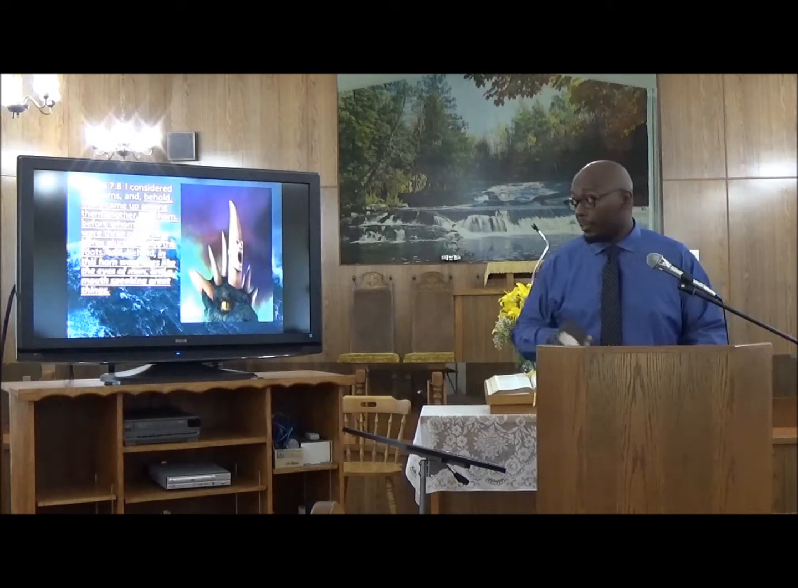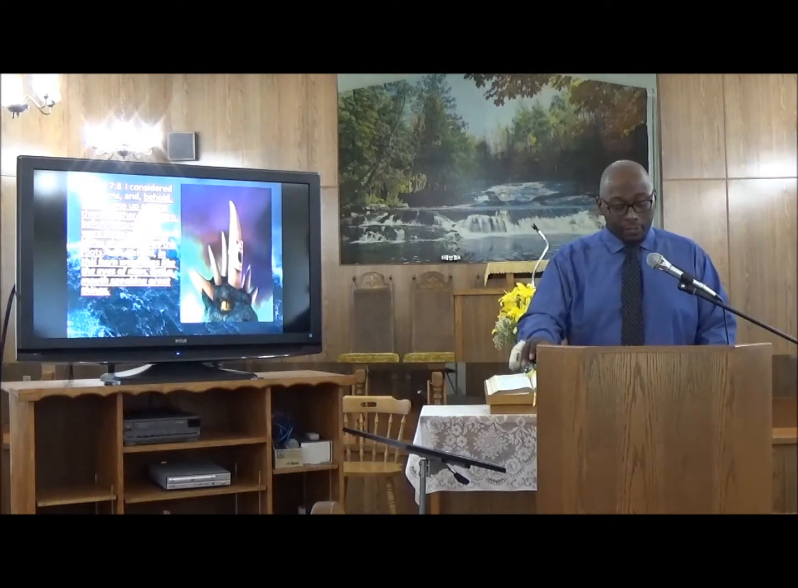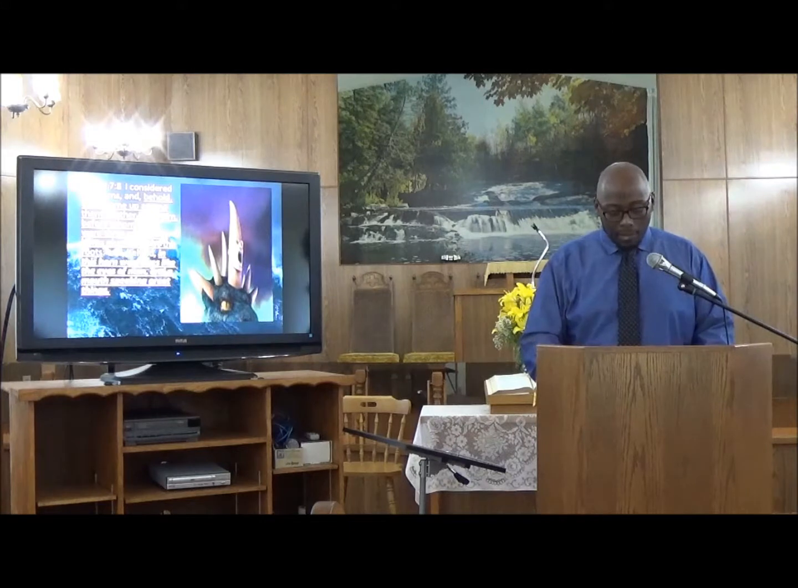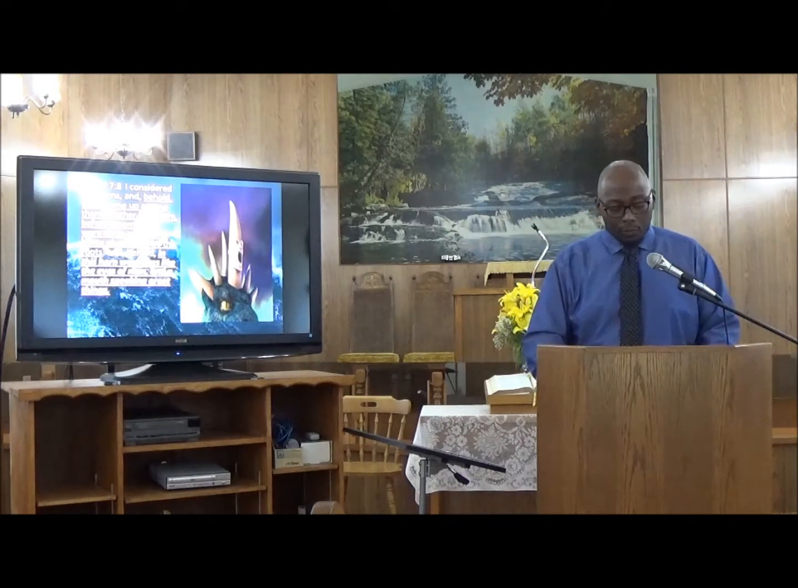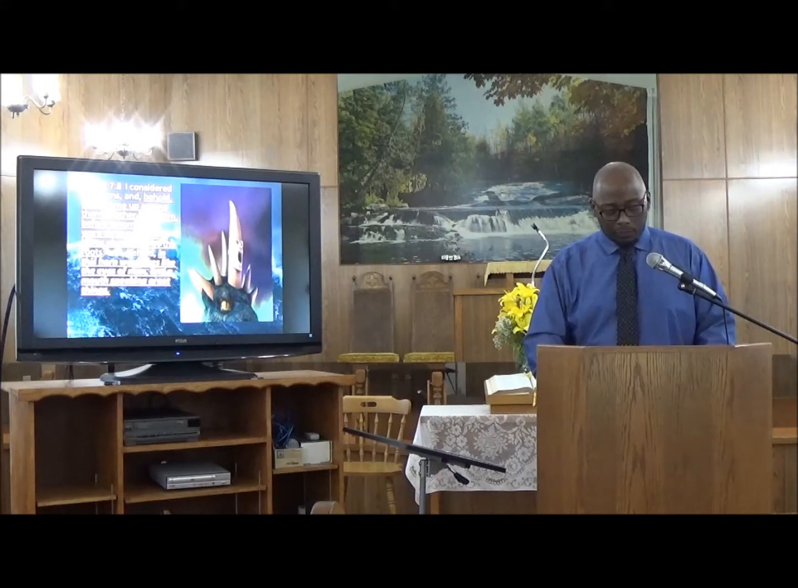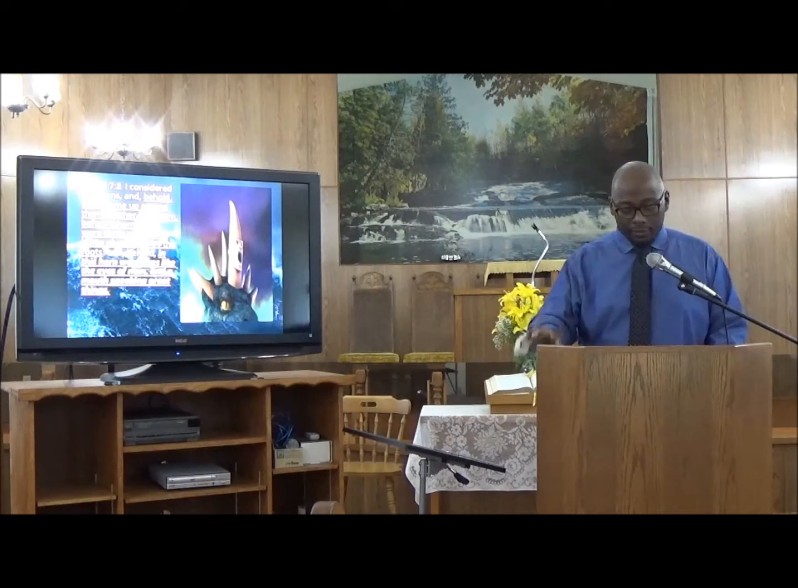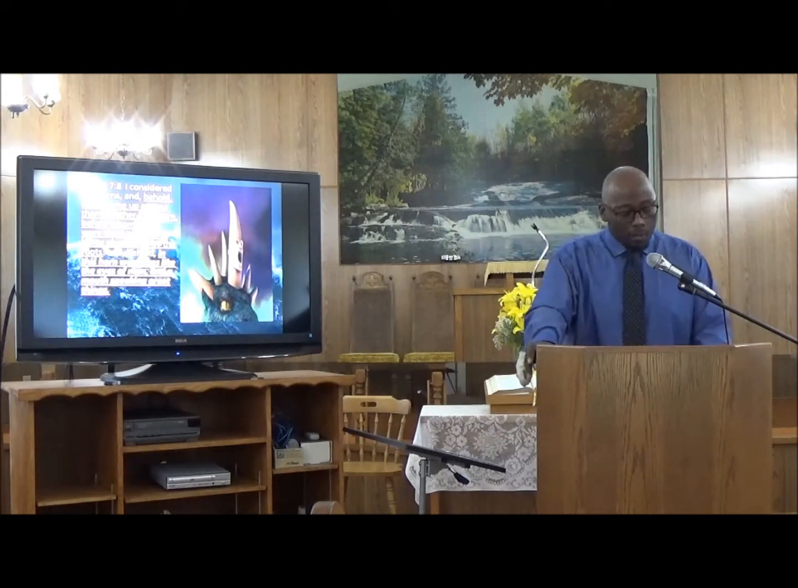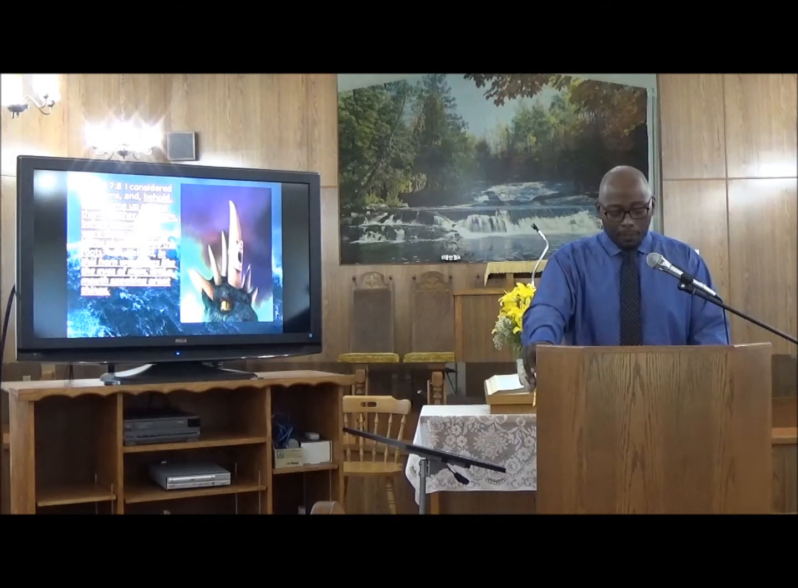Now moving on to Daniel 7, verse 8. I considered the horns, and behold, there came up among them another little horn, before whom there were three of the first horns plucked up by the roots. And behold, in this horn were the eyes like the eyes of a man, and a mouth speaking great things. Rome was different because it did not get conquered, and it went through more than one phase, three phases to be exact. One phase is a civil power.